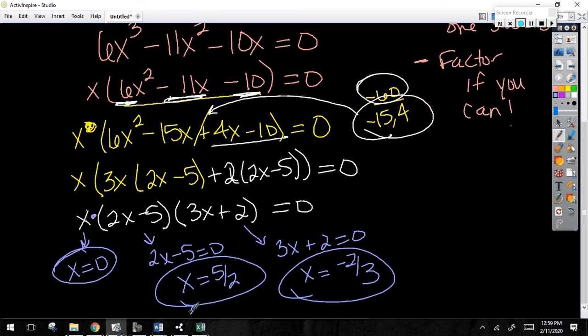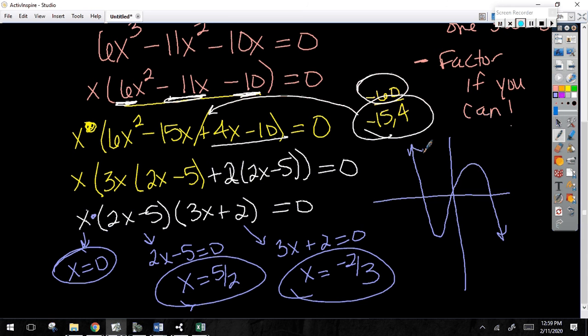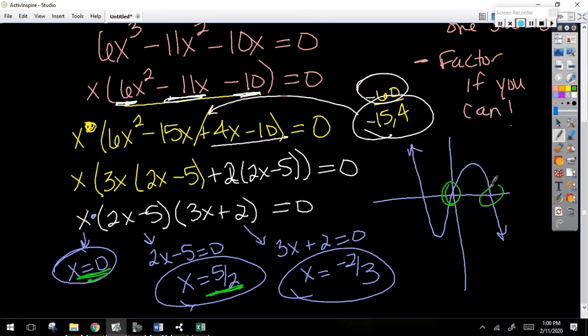Now, if we think about this graphically, what this means is this particular graph is crossing the x-axis in 3 different places. It's crossing at 0. It's crossing at 5 over 2. And it's crossing at negative 2/3.